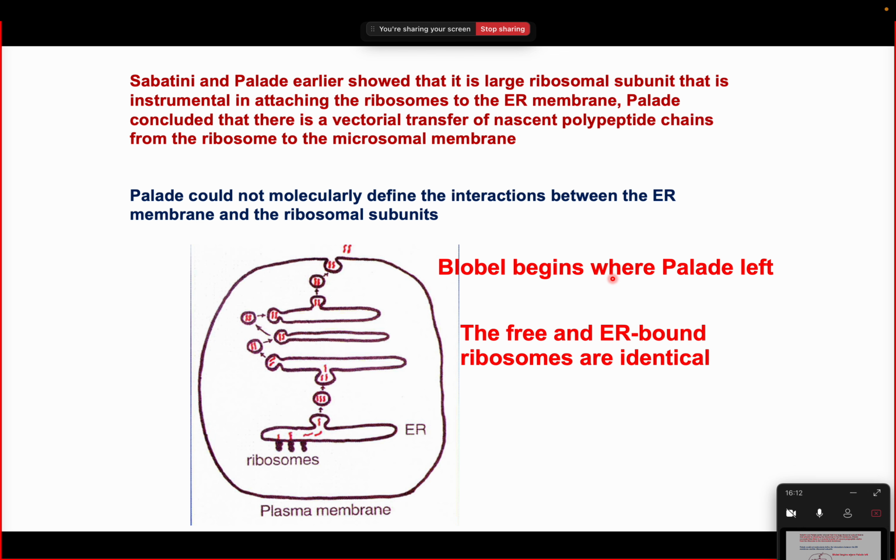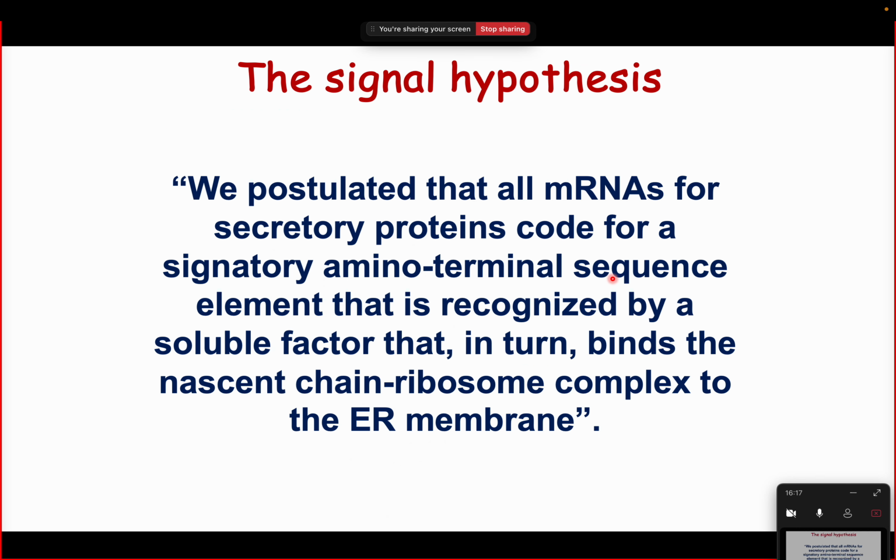The free and ER bound ribosomes are identical because at the end of the day the translating machinery is same, correct? So the hypothesis which Palade came out with, from the work of Blobel and all the other work in the field at that time, is that: we postulated that all mRNAs for secretory proteins code for a signatory amino terminal sequence element that is recognized by a soluble factor that in turn binds the nascent chain ribosome complex to the ER membrane.